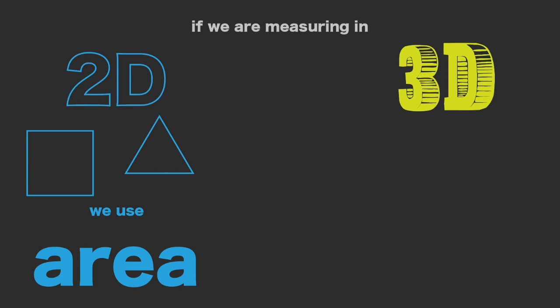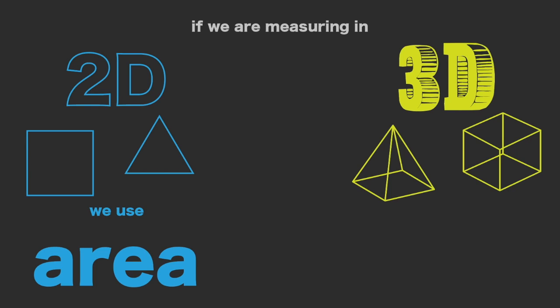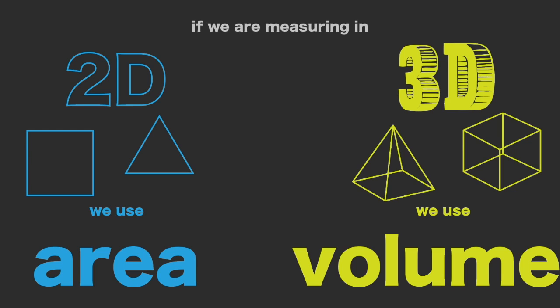When we're talking about three-dimensional shapes, we're talking about shapes that occupy a space. That means like a cube or a pyramid. In this case, we use volume to express how much they measure or how much space they occupy. But today, we're going to focus on area. And in our next class, we'll talk about volume.